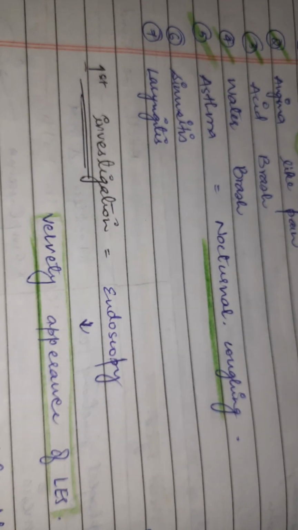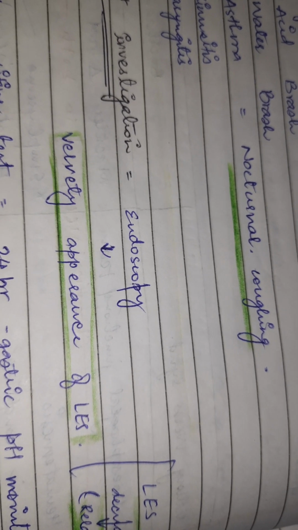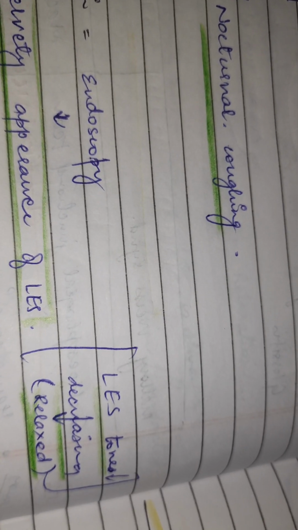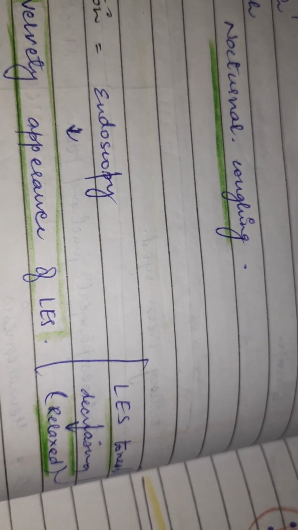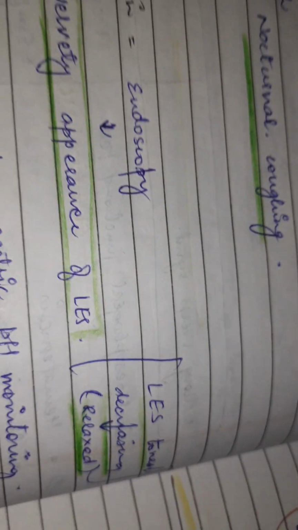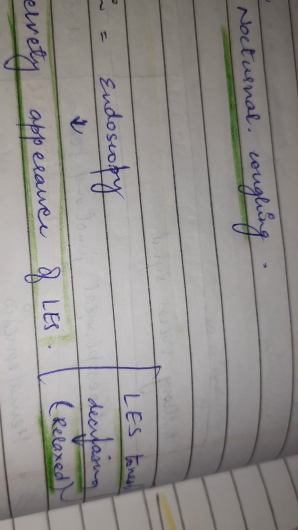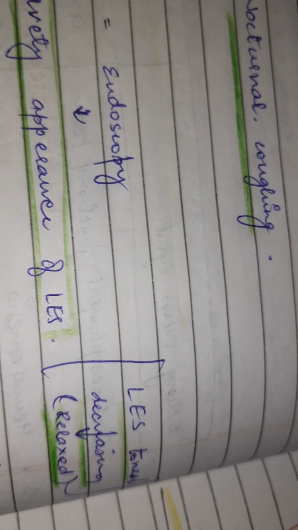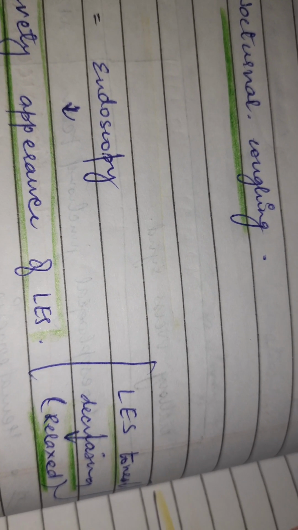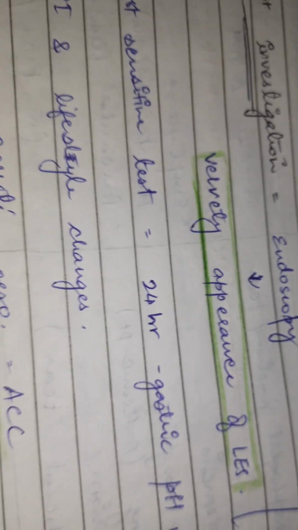The first investigation is endoscopy, in which we can see a velvety appearance of the lower esophageal sphincter. LES tone decreases; here the LES is relaxed. LES, the lower esophageal sphincter, is the sphincter between the esophagus and stomach. It is relaxed, so the food present in the stomach can again and again come into the esophagus because the sphincter is relaxed. It is not constricted, or its tonicity is not high. Its tonicity is decreased.